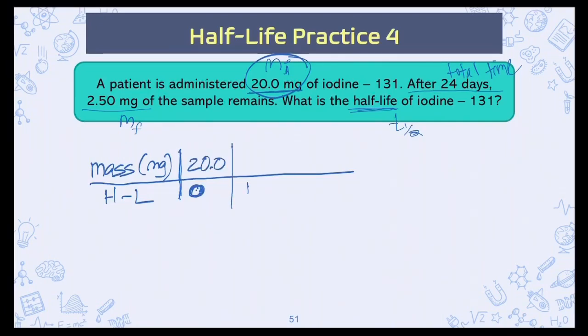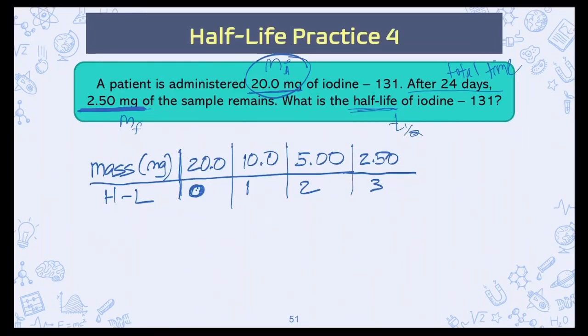After the first half-life, we have 10 grams that remain. 20 divided by 2 is 10. That's half of 20. After the second half-life, we have half of 10, which is 5.00. Now, how do I know when to stop? When do I stop dividing by 2? Well, take a look at the final mass given to you, 2.50. That's when you stop, when you hit that number. So we're going to keep going. So after the third half-life, 5.00 divided by 2 is 2.50. So that's our stopping point.